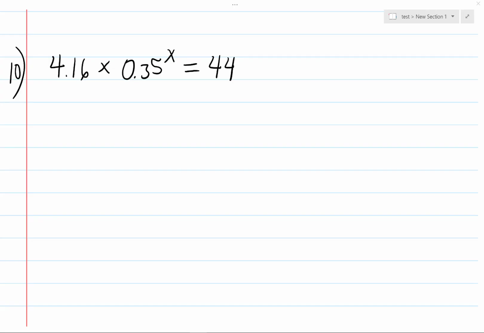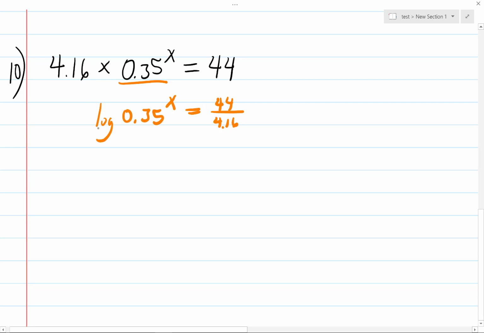Okay, so we're just going to begin solving. You're going to undo the multiplication first to get this exponential guy alone. So if I divide both sides by 4.16, I'm going to get 0.35 to the x equals whatever 44 divided by 4.16 is. And now I can start to undo the exponent by taking the log of both sides. So just sneak a log in over here, sneak a log in over there, taking the log of both sides, which allows me to pop that x down to the front.